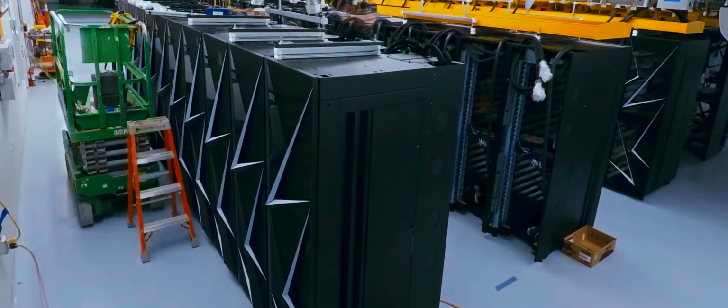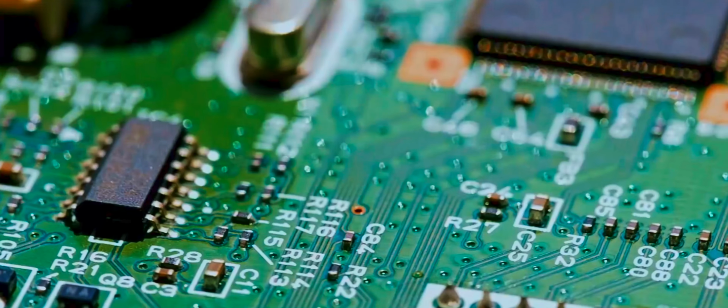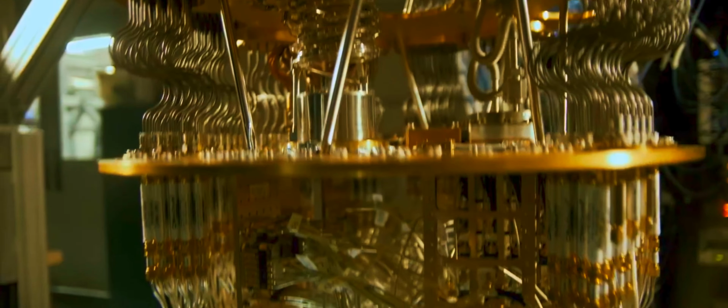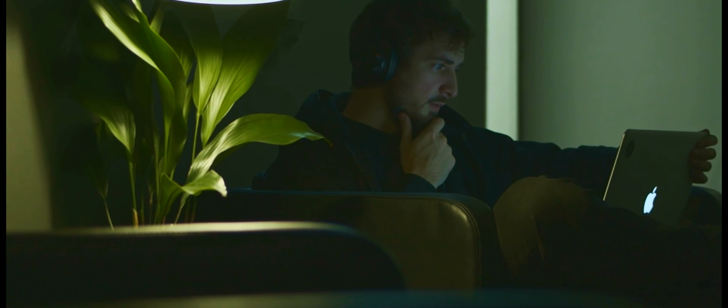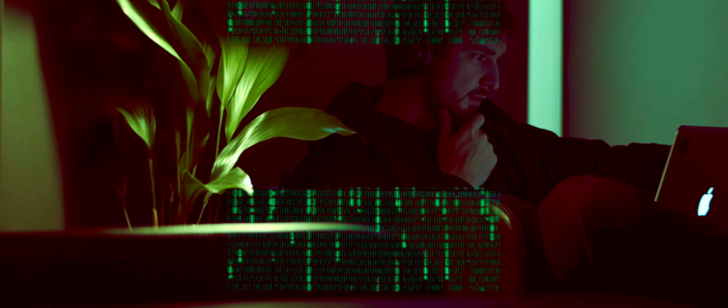And in today's episode, we're going to explore the exciting world of computers and uncover the differences between the computers we use every day and the ones that are set to change the world. So, grab a snack, sit back, and get ready to be amazed as we dive into the world of traditional and quantum computing.